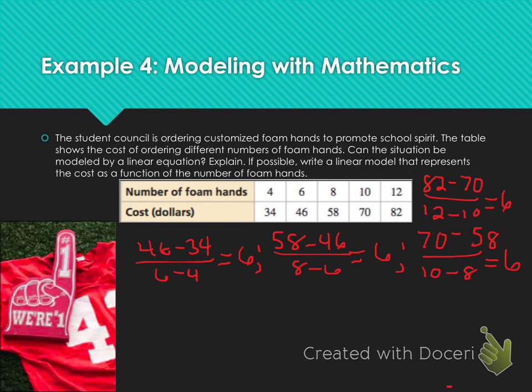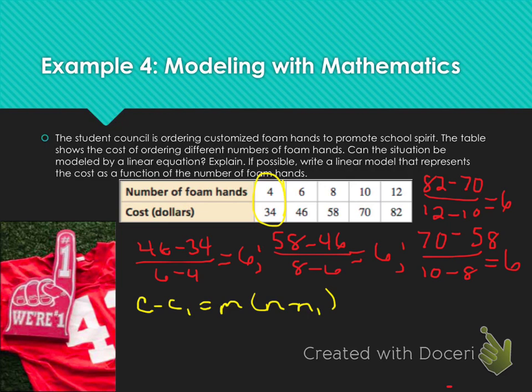So we're going to use the constant rate of change, or our slope, of m equals 6. Let's just go ahead and use the data point (4, 34) so that we can write an equation. We're going to start off with letting C be the cost in dollars and N be the number of foam hands. So we're going to have C minus C1 equals my m, or slope, times N minus N1. We're just basically using N and C instead of x and y.